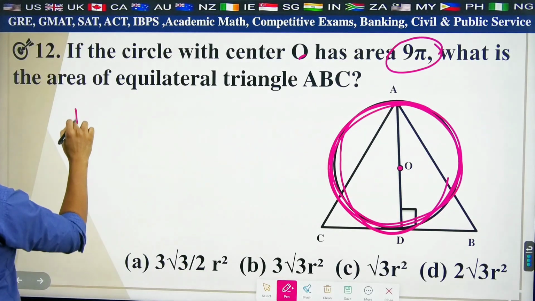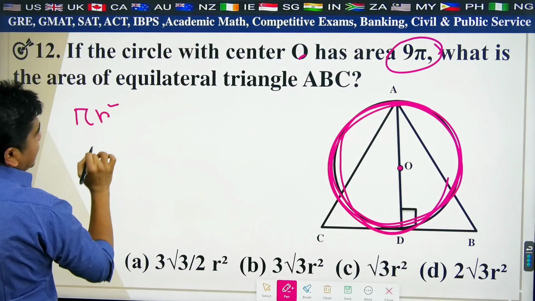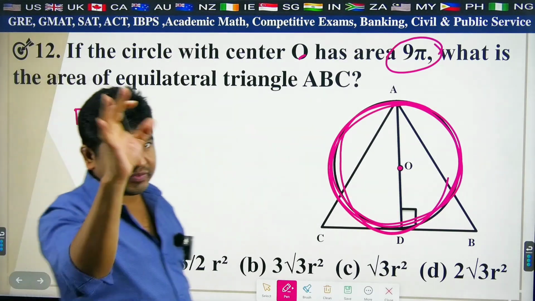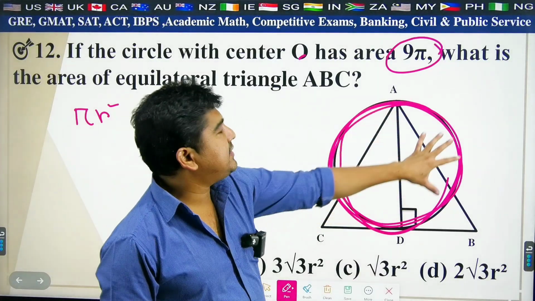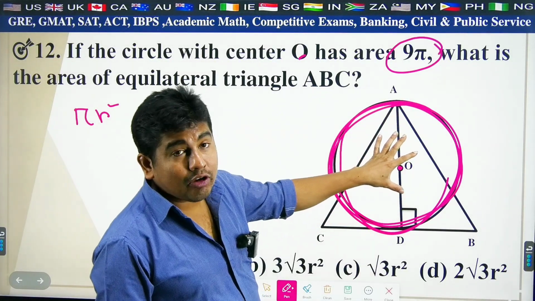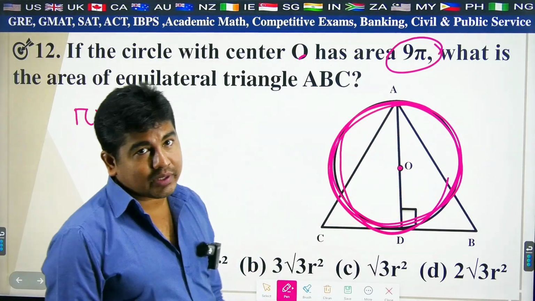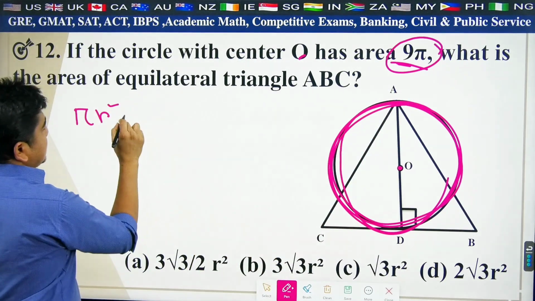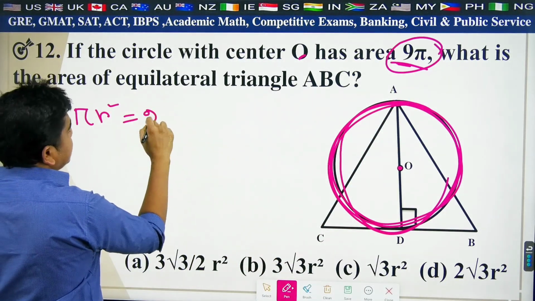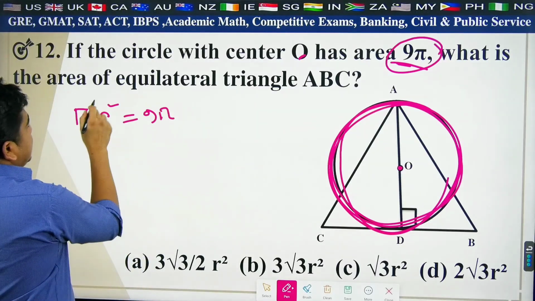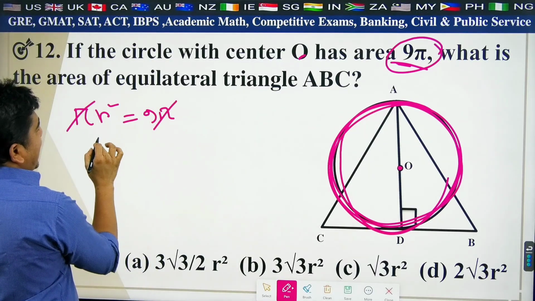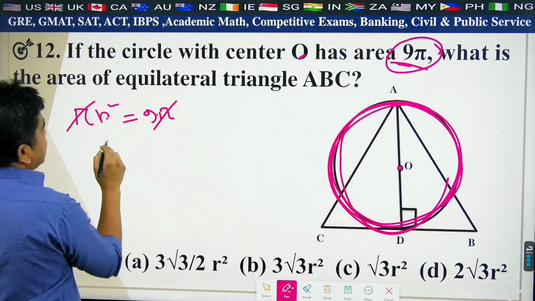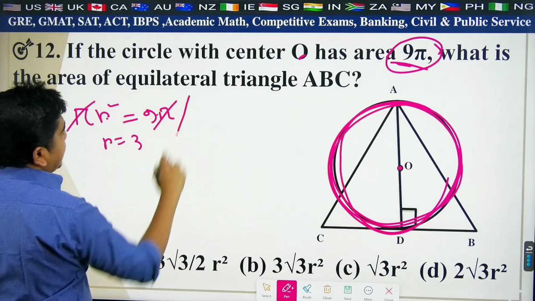We know the area of any circle equals pi r square. In theory, the area of this circle is pi r square. Here, the value in the question says the area of this circle is 9 pi. If you divide by pi, then r square equals 9. That means r equals 3.